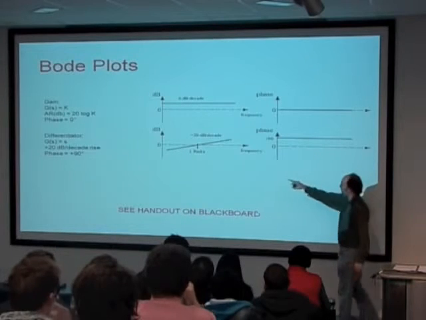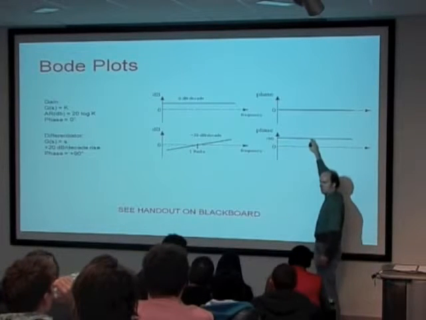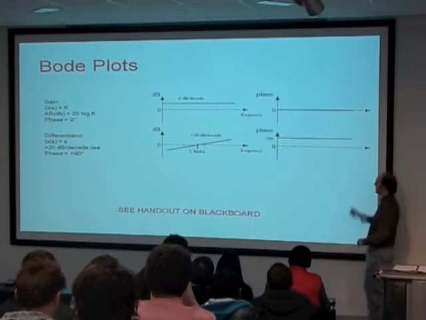And the phase for a differentiator is plus 90 degrees. Okay? And a constant plus 90 degrees.